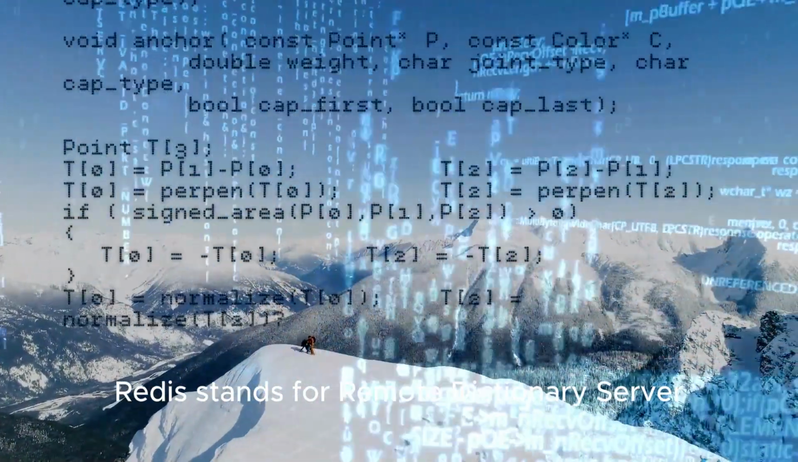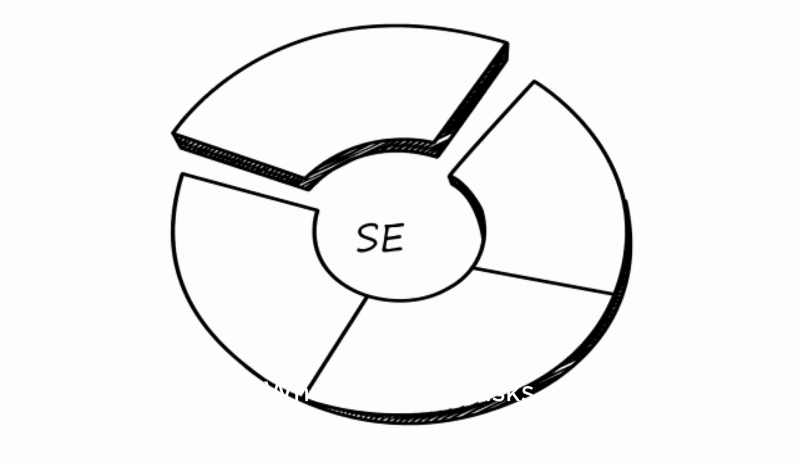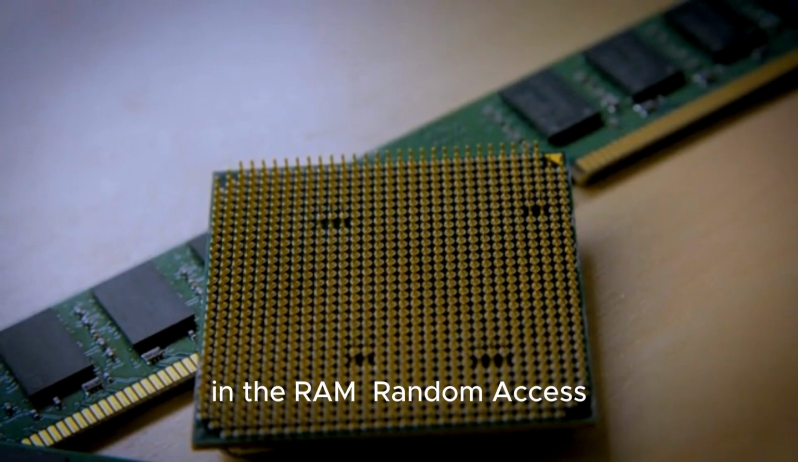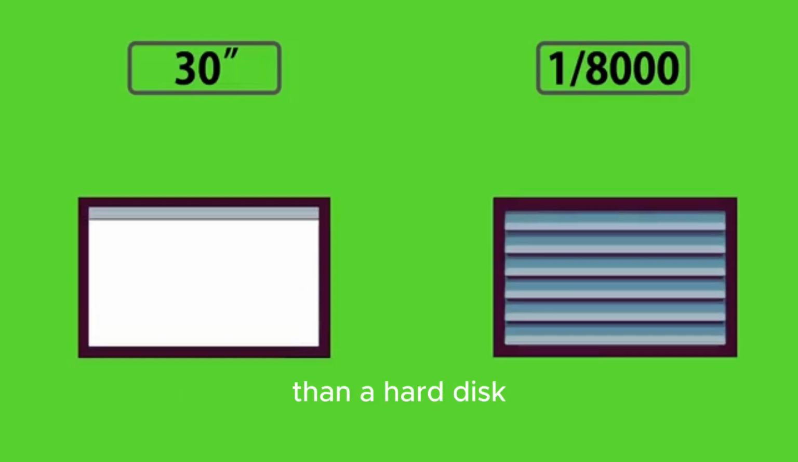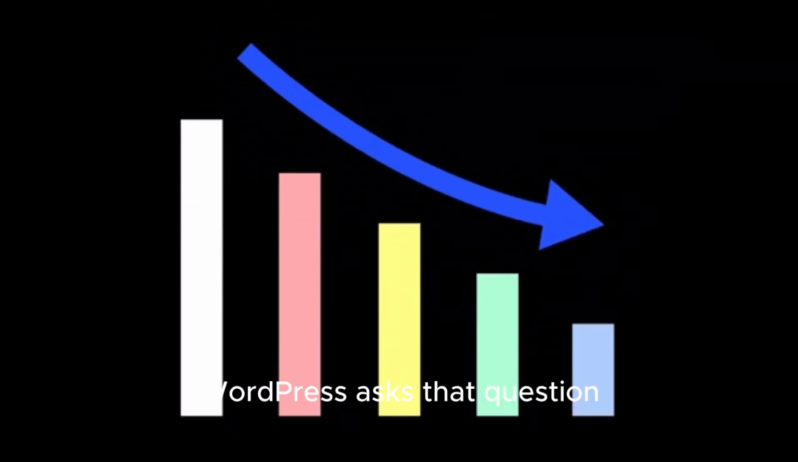Redis stands for Remote Dictionary Server. It sits between your WordPress site and your database. When your site asks, "What are the site settings?" Redis remembers the answer. It stores the answer in the RAM, random access memory. RAM is thousands of times faster than a hard disk. So, the next time WordPress asks that question, Redis screams the answer back instantly.